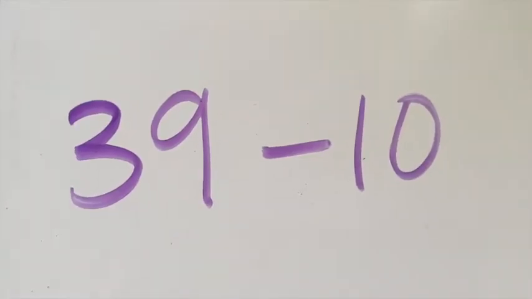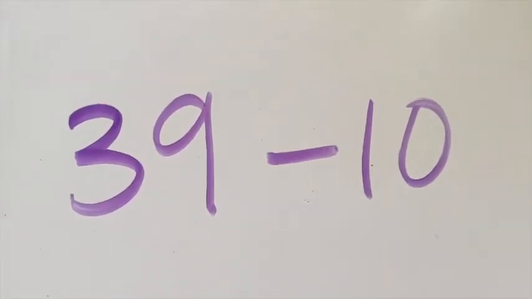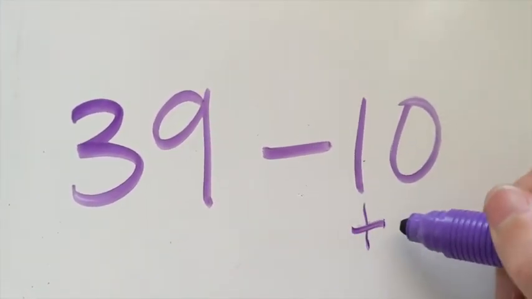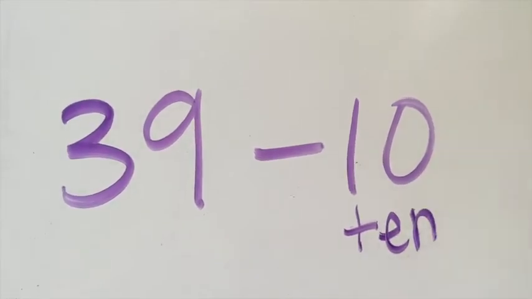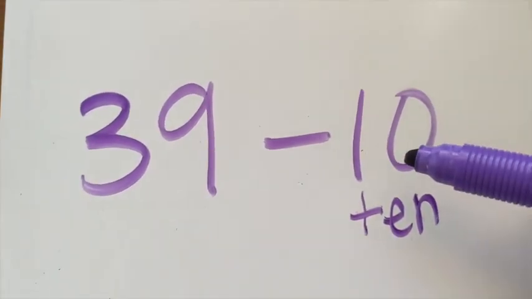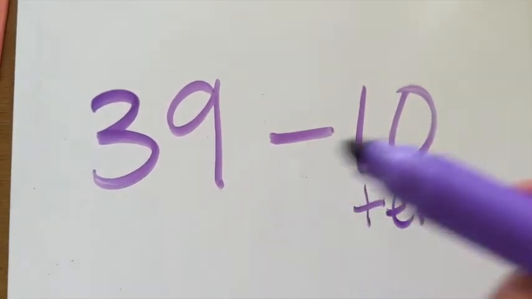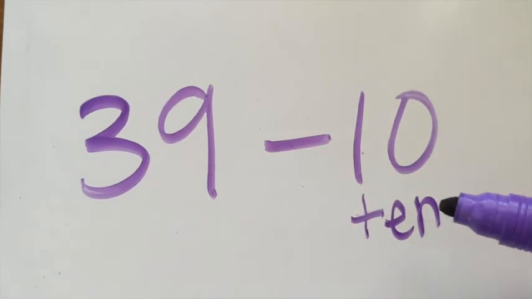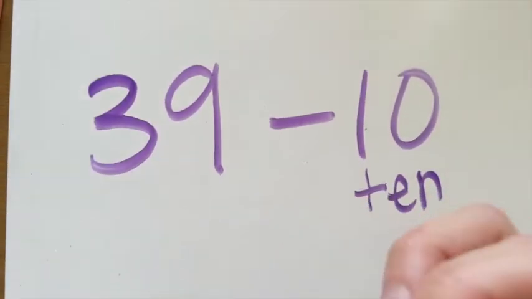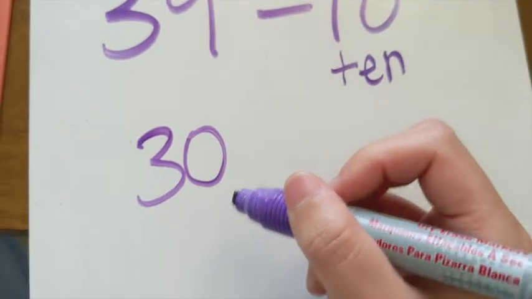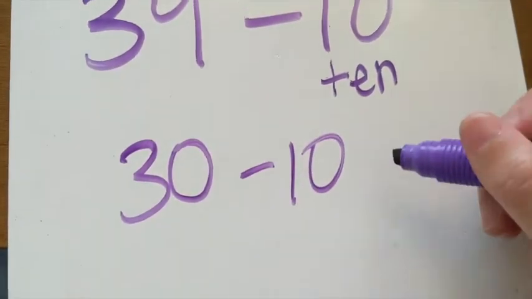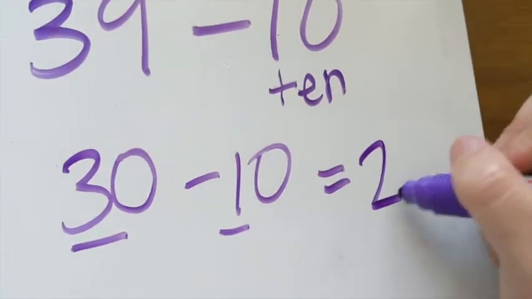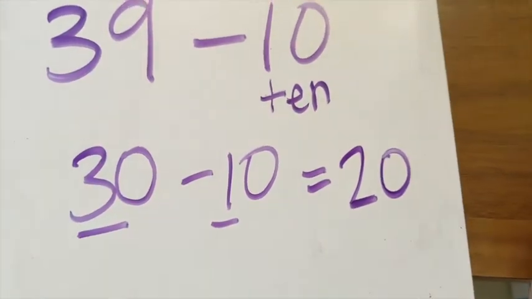This time we're going to mentally subtract by subtracting the tens. See here? We don't have a ones, we have 10. So we're going to take away the 10 from the tens place. And so instead of taking 10 from 39, let's just think in our heads. Mentally take 10 from 30. So here's 30 and take away 10. What is that? It's like 3 minus 1, which is 20. 30 minus 10 is 20.